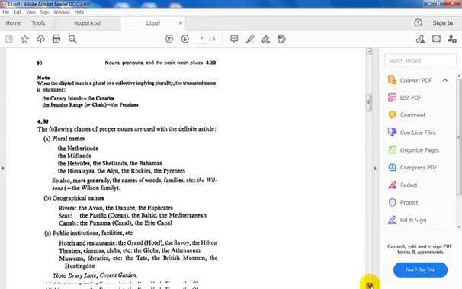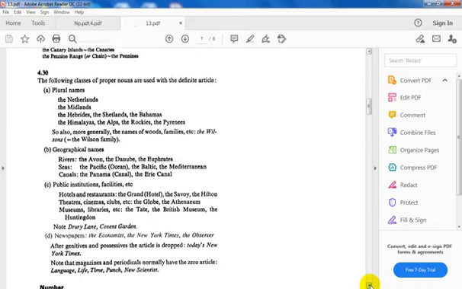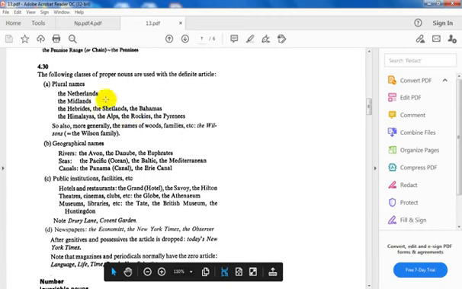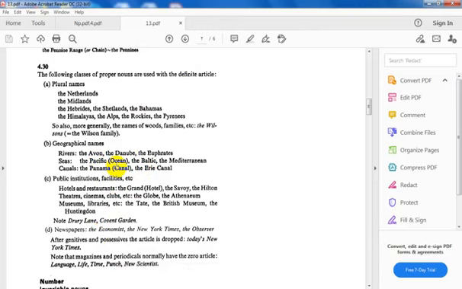Leave this note. Then of course here there are exceptions. I will have exceptions for each class, for each class of the proper nouns: the class of personal names, the class of geographical names, and so on. Let us see what these classes, what these exceptions are. They all have the definite article. Here the normal thing is that they have the definite article.